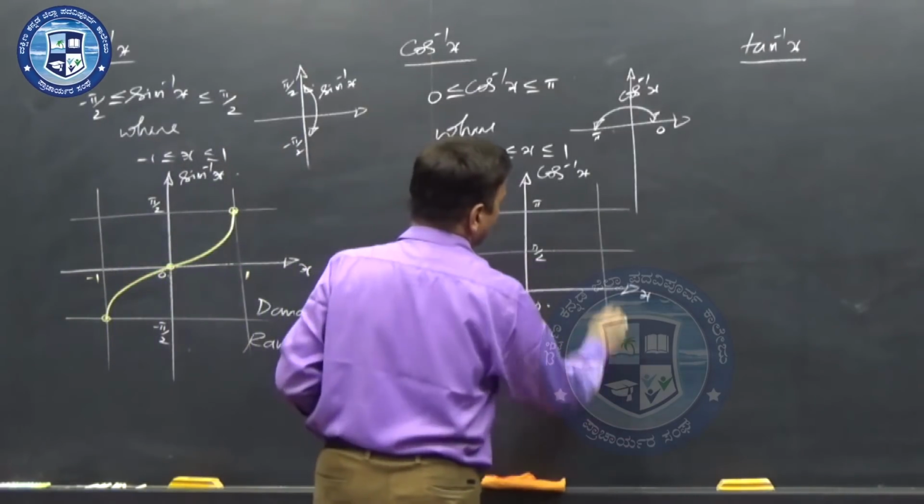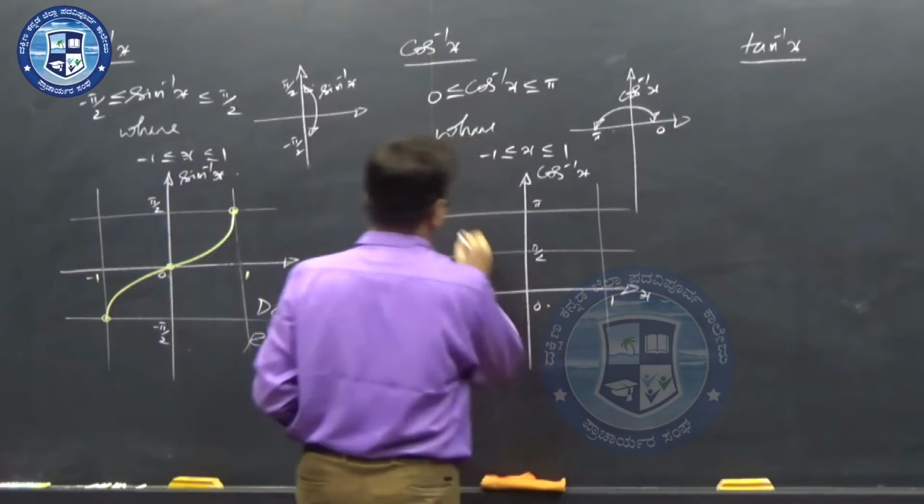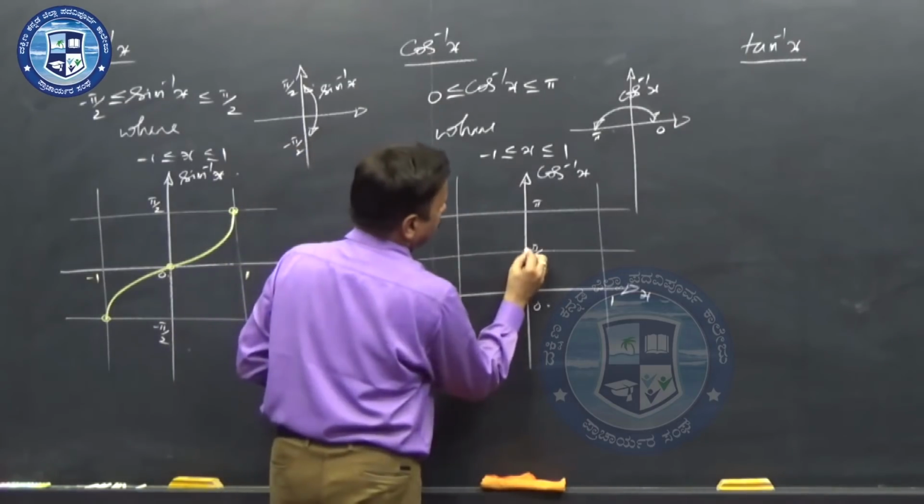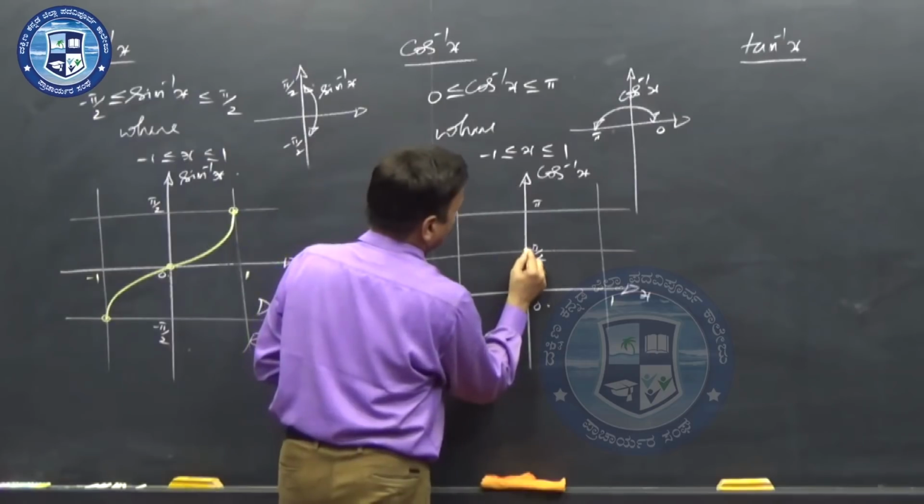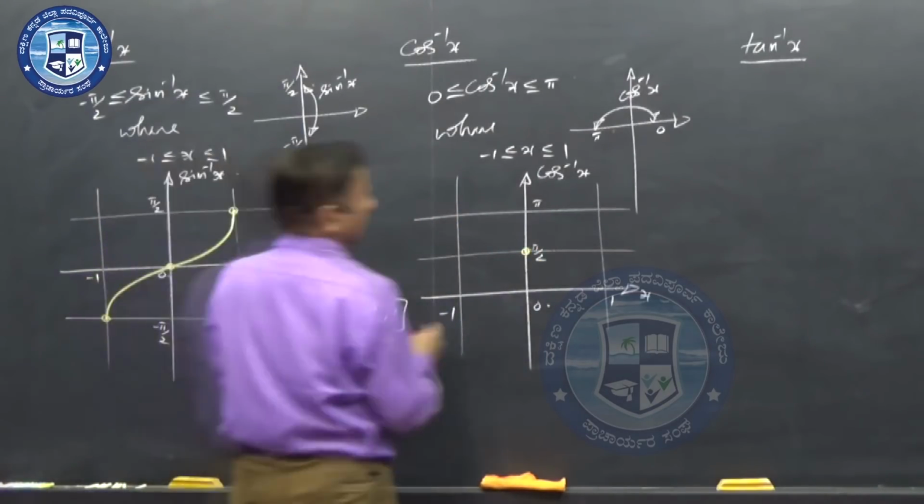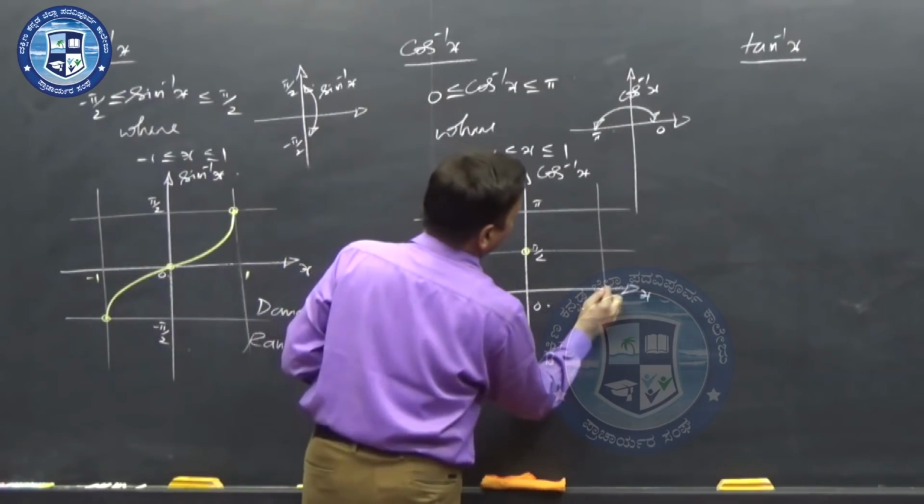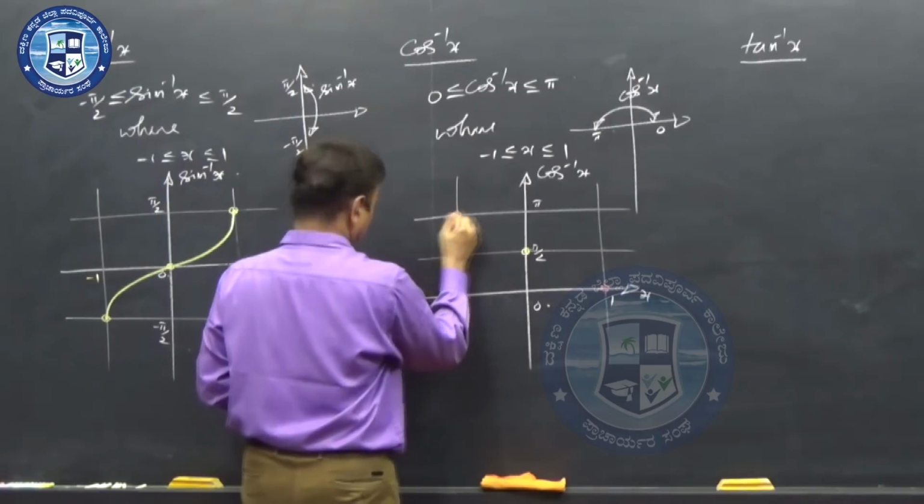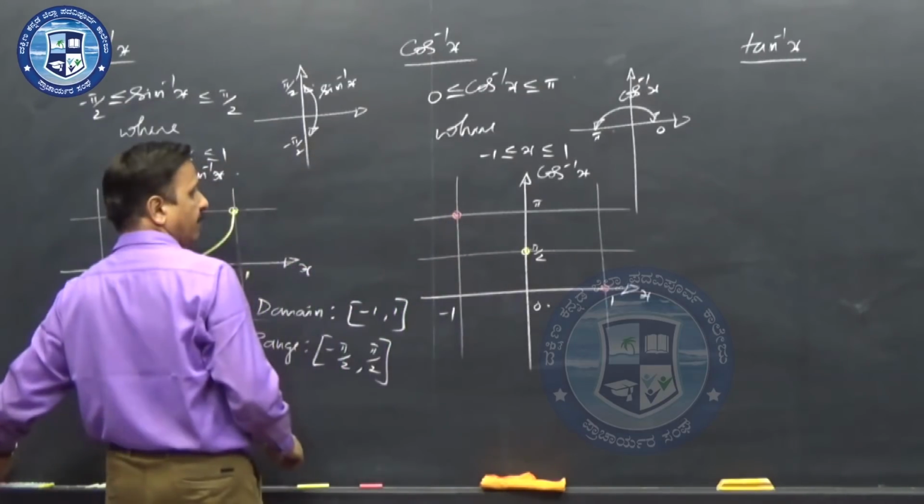And the maximum value of x is 1 and the minimum value is minus 1. Cos inverse 0 is pi by 2. Cos inverse 1 is 0. And cos inverse minus 1 is pi. And if you draw the graph, it will be like this.